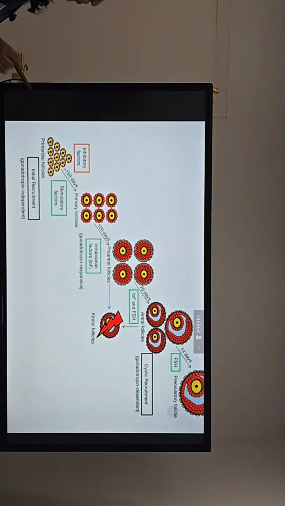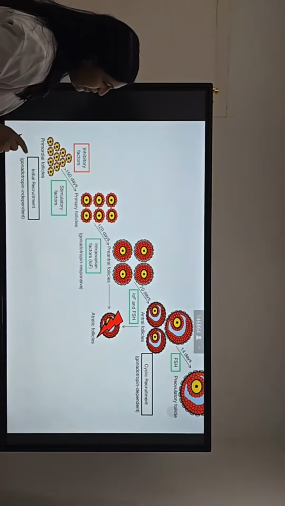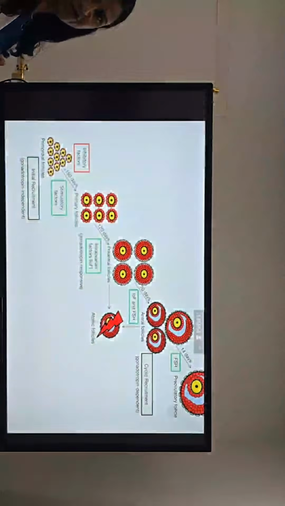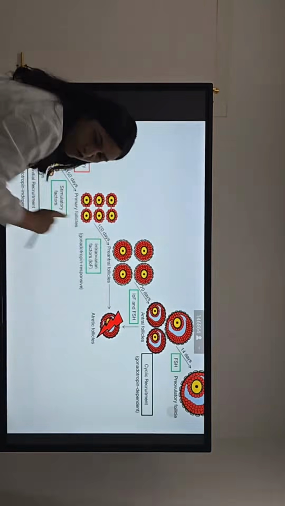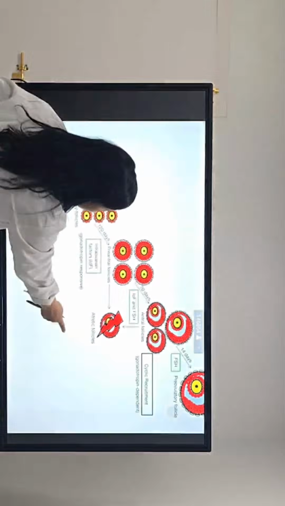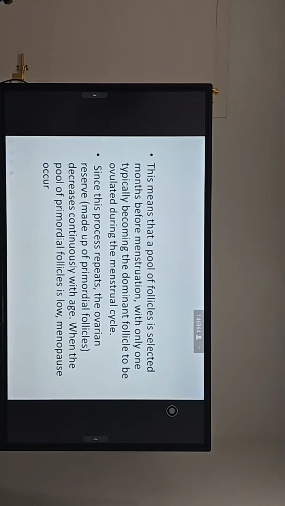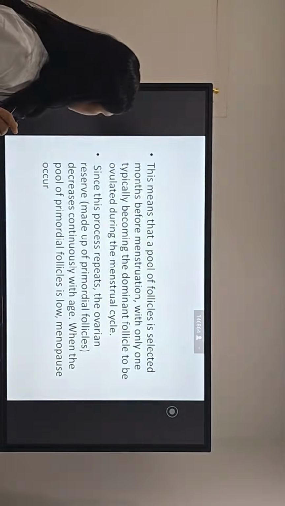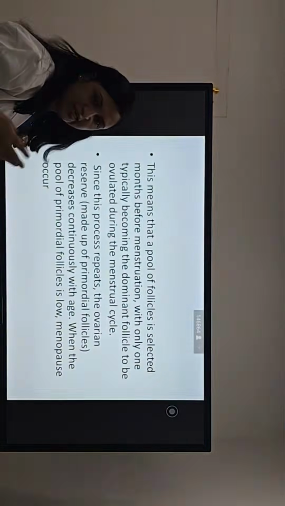14 days. So, this conversion of primary follicle to the pre-ovulatory stage will occupy around 8 menstrual cycles of the woman. If we add all these 120, 70 and 14, it will come to around 205 days, which is 8 menstrual cycles. This means that, as I already said, a pool of follicles is selected months before menstruation, with only one becoming the dominant follicle. Since this process repeats, the ovarian reserve will keep on decreasing.